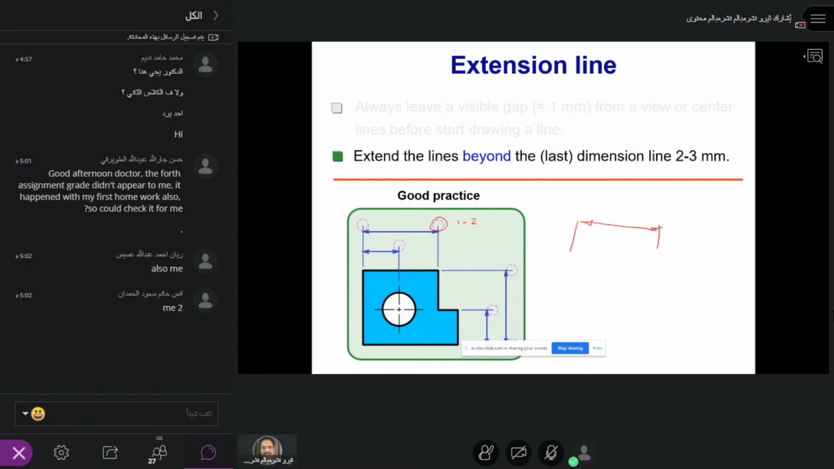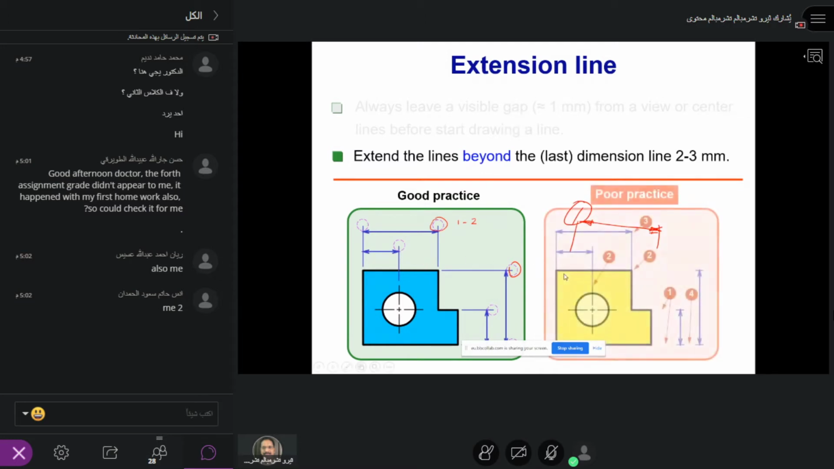This is wrong. So today I'm going to give you another exercise class work. There I will check what you are doing, and I'm going to correct it. That's what these instructions are today. So always leave 1 or 2 mm, or here 2 to 3 mm, but at least 1 to 2 mm should be fine, so that you always leave this line here, extend this line. That is the right practice.